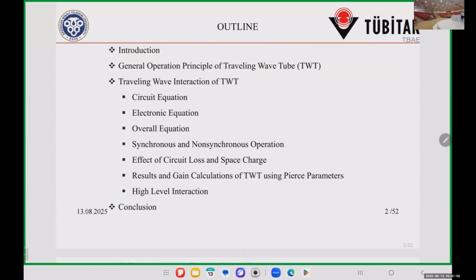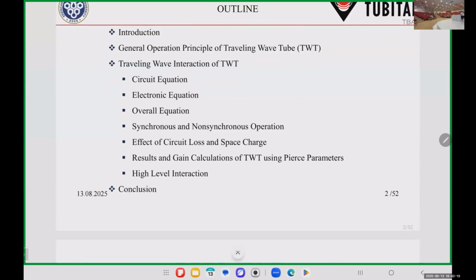The introduction will be given about traveling wave tubes, and a general operation principle of a traveling wave tube will be given. After that, the main part of this presentation is traveling wave interaction of TWT. It includes the circuit equation and the electronic equation, and if you combine these in this section, we have the overall equation, or determinantal equation, or Peirce four-way equation.